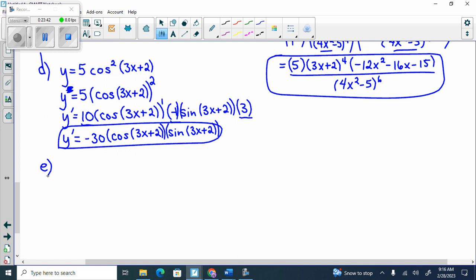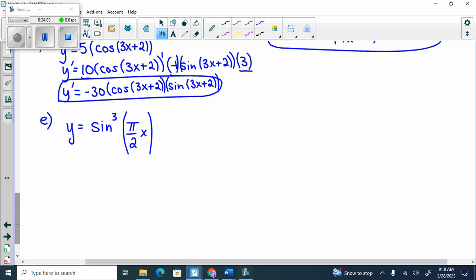You guys try this one. Y equals sine cubed of pi over 2x. Try that one out. The first thing we're going to do is rewrite it all to the 3 without a prime. So sine pi over 2x, all to the 3.